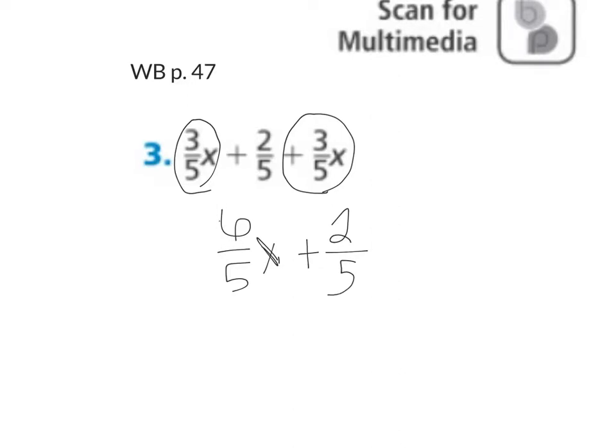6/5 is the same as 1 1/5. You could change that. It's not any problem where they're telling us a real life situation or anything, so we're just going to go ahead and leave our answer like that. 6/5 x plus 2/5.